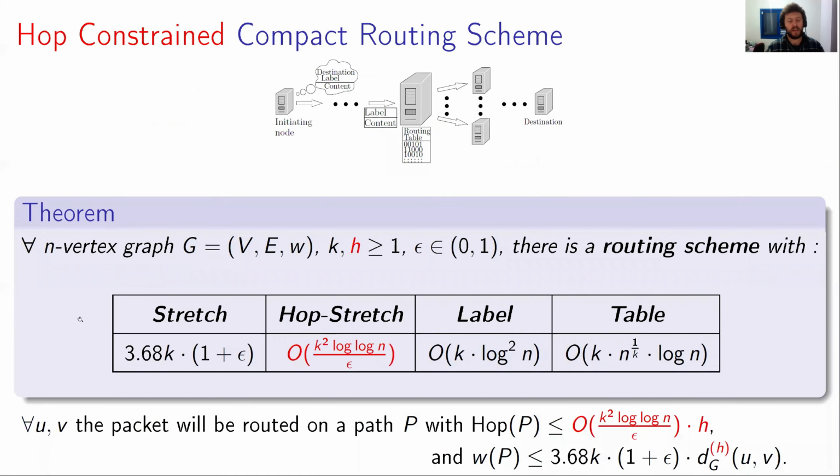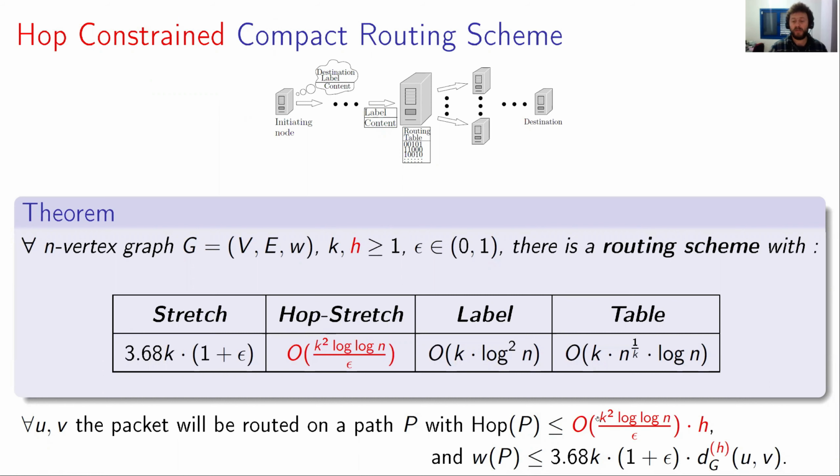And the guarantee is that for every pair of vertices u and v, the packet will be routed on a path P with at most h times k squared times log n hops, and the weight of this path will be at most some constant times k times the h-hop distance between u and v.